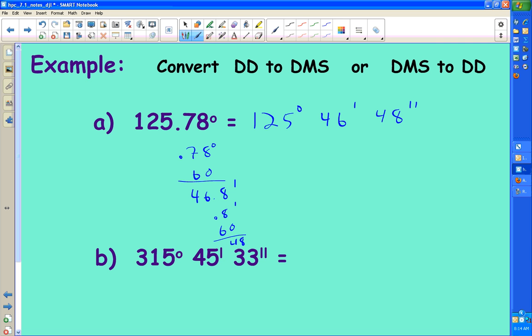Okay. The conversions are easy and they're fast. Don't look for this to be complicated. It's not. We're not trying to make it complicated.